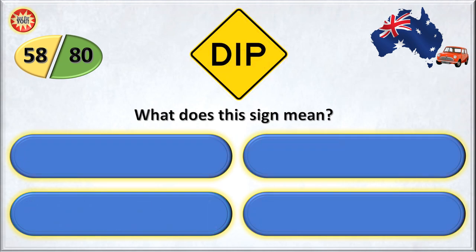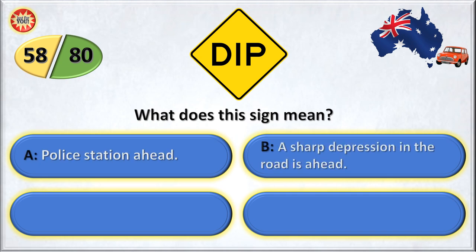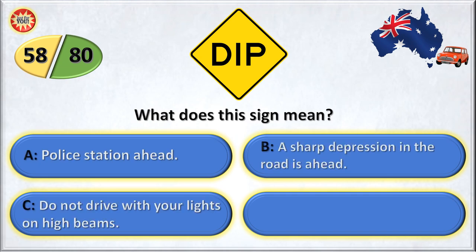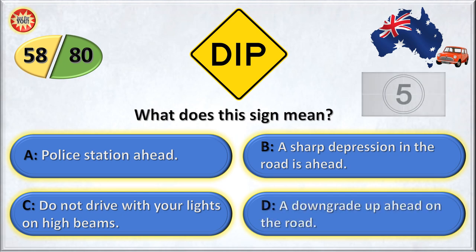What does this sign mean? Police station ahead. A sharp depression in the road is ahead. Do not drive with your lights on high beams. A downgrade up ahead on the road. A sharp depression in the road is ahead.